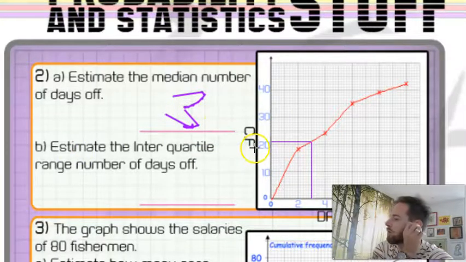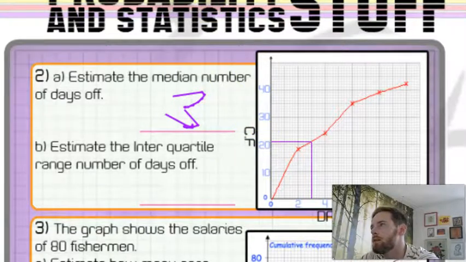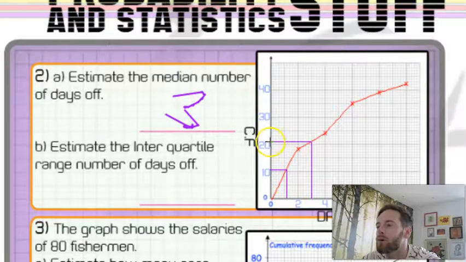Estimate the interquartile range number of days off. So the interquartile range is done in a similar way, just a little bit extra. We're going to go from half of 21, which is 10.5. We go across there. This is a quarter of 42, actually, I should really say. It won't let me draw that line, but we can see it goes to there and then it comes down here. Maybe draw that way. I don't know why this tool is rubbish on the computer. There we go. So you're supposed to go for 10.5 and then down.